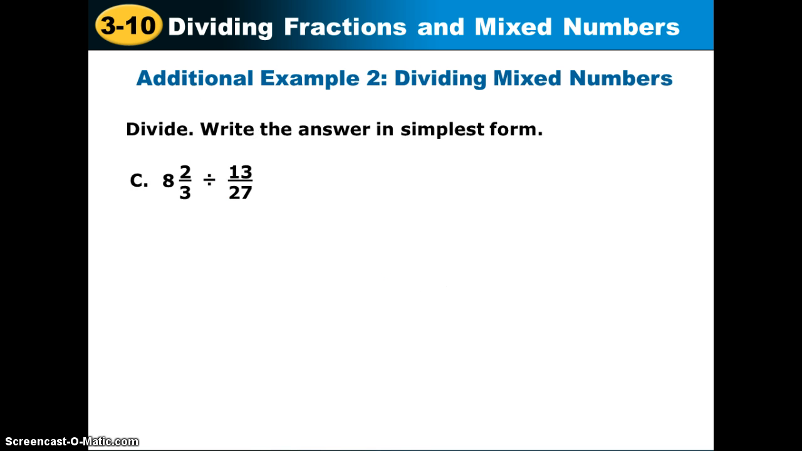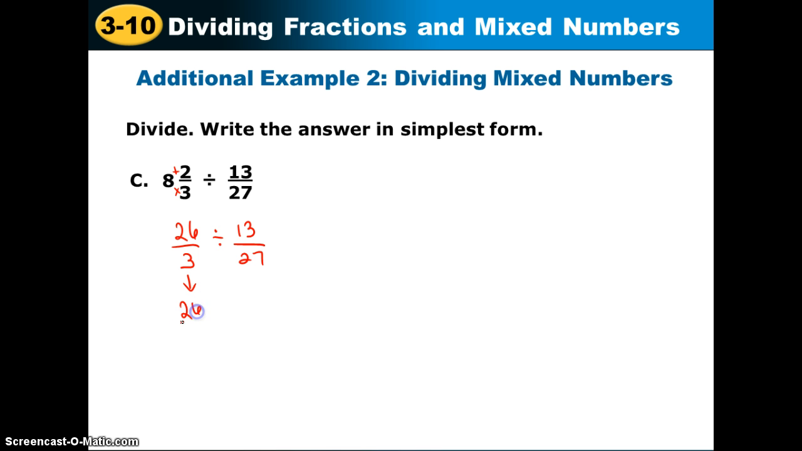8 2/3 divided by 13/27. Again, remember you need to convert 8 2/3 to an improper fraction. 3 times 8 is 24, plus 2 is 26/3, divided by 13/27. Now let's go ahead and go with our process here.